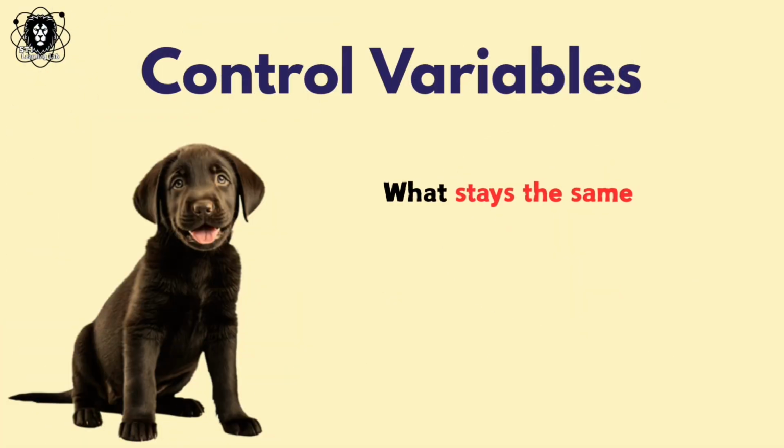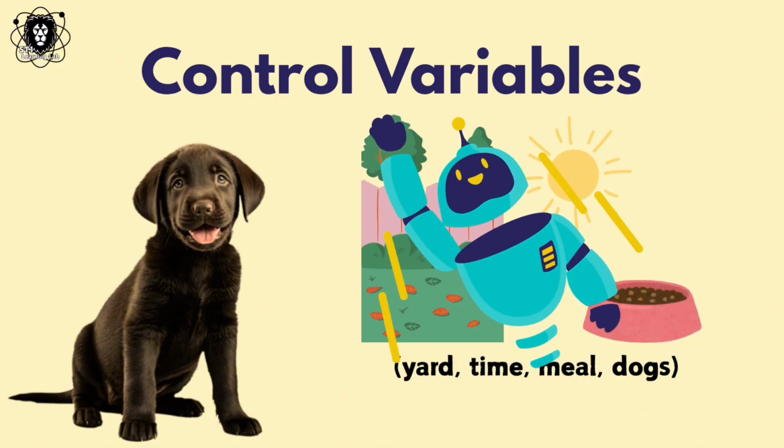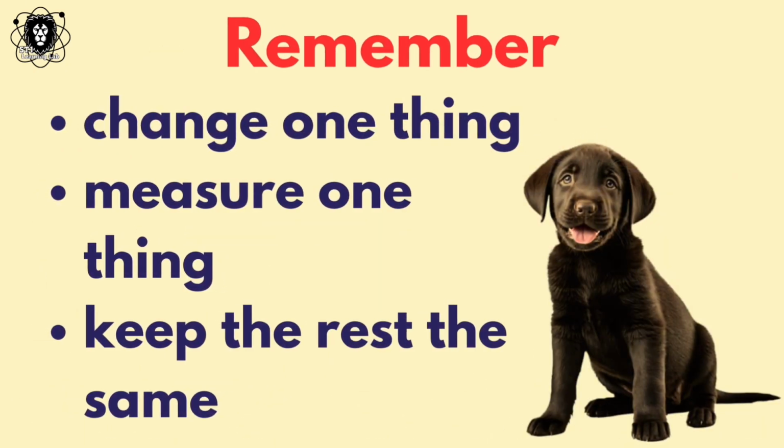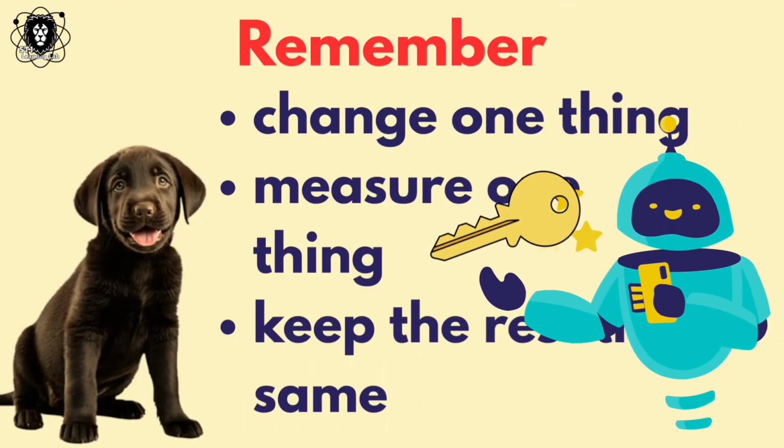The control variables are all the other things in the experiment that stay the same. So the yard, the time of day, the meal I eat, and even me are all control variables. Now our experiment is ready to go. Remember, change one thing, measure one thing, and keep the rest the same. That's the key to a good science experiment.